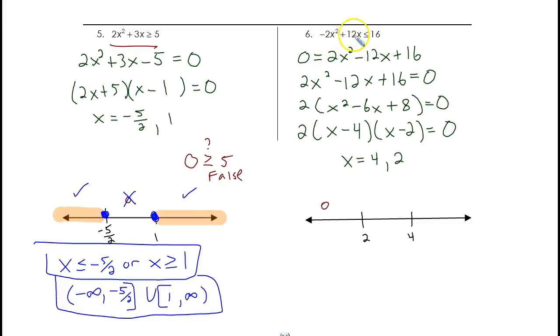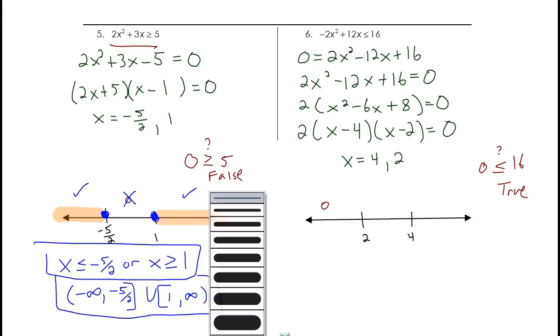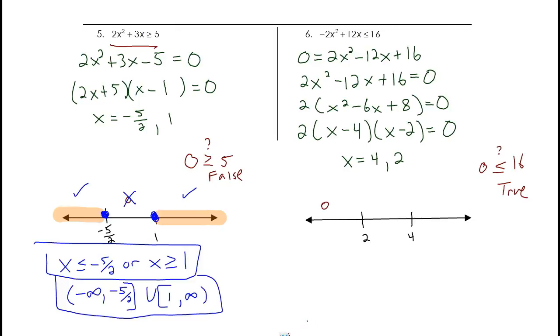-2 times 0 squared plus 12 times 0 is 0. So my question that I'm really asking when I plug in 0 is, is 0 less than or equal to 16? And in fact, that is a true statement. Yes, 0 is less than 16. What does that mean? It means that this interval is good, and it's always a pattern of check, no good, check. Good over here, no good in the middle, good over here.